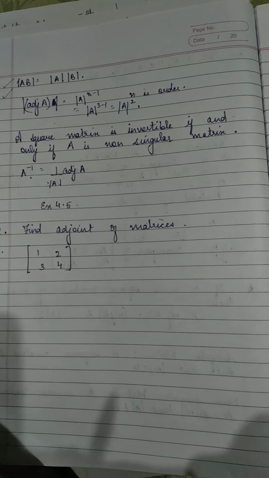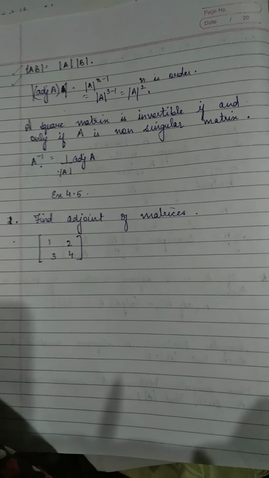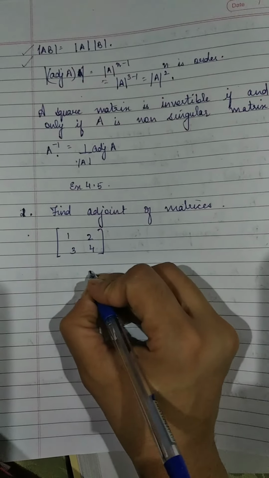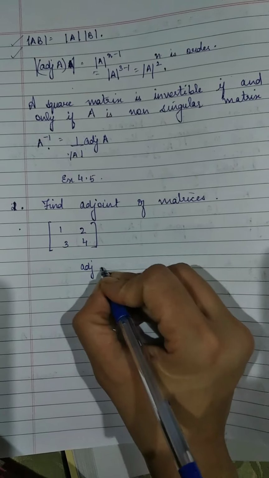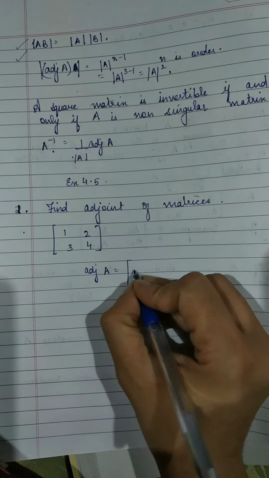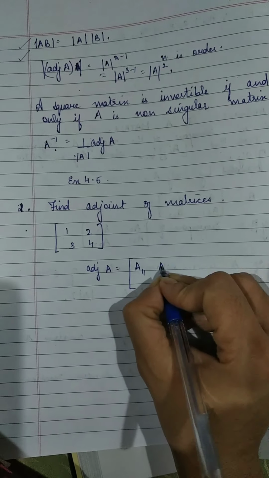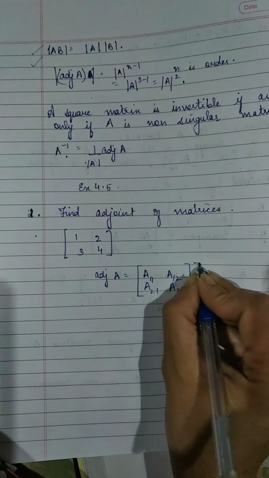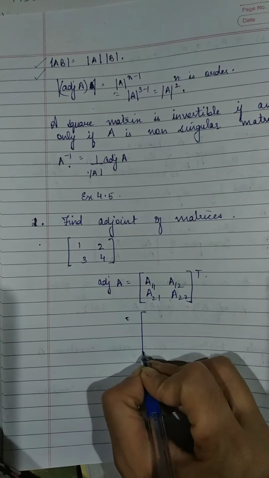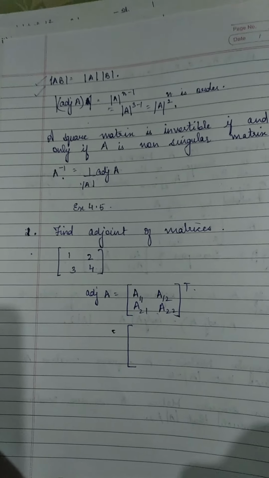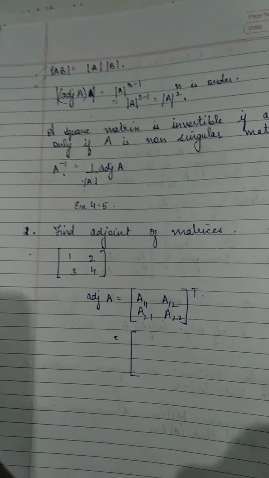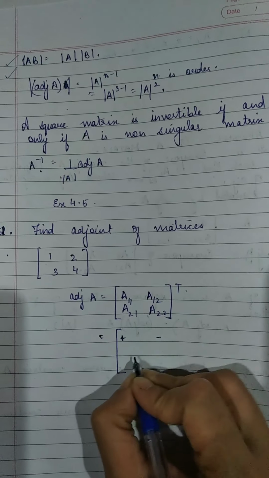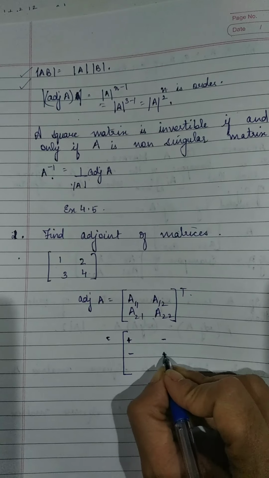So beginning with the adjoint of matrices, how do we find out the adjoint of a matrix? Remember, as I told you, adjoint of matrix A is the transpose of the matrix whose entries are the cofactors. So let's find out the cofactors. And what are cofactors? They are the positional values into the minors, right? So this is a positive position, this is negative, and this is positive.